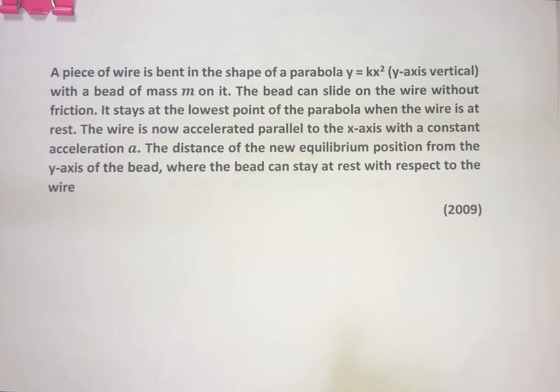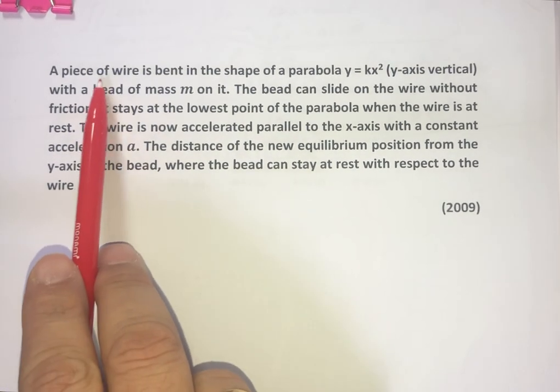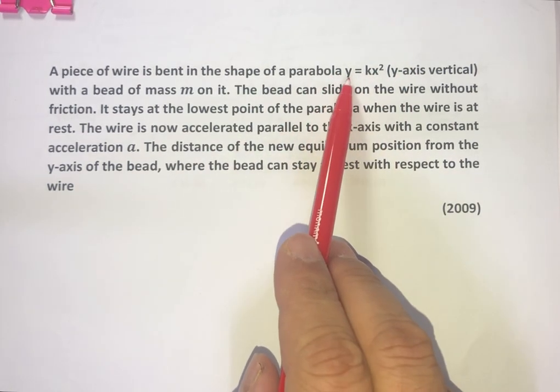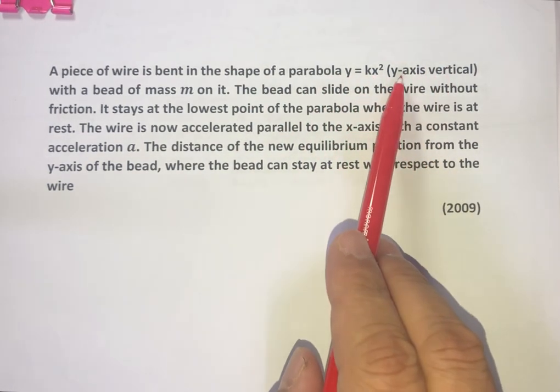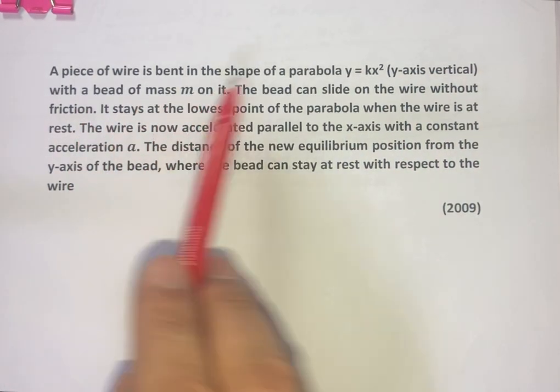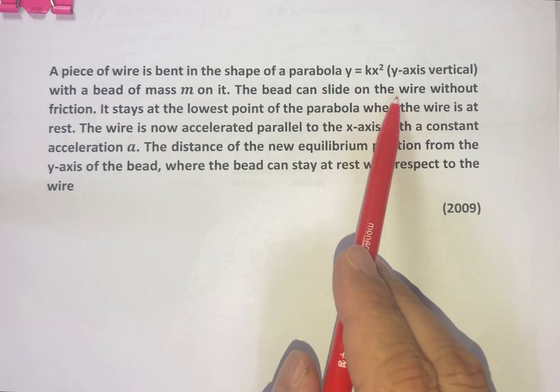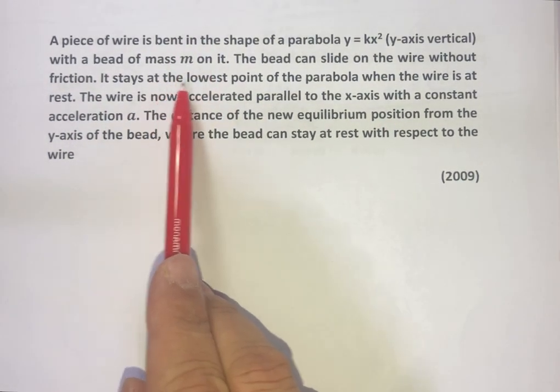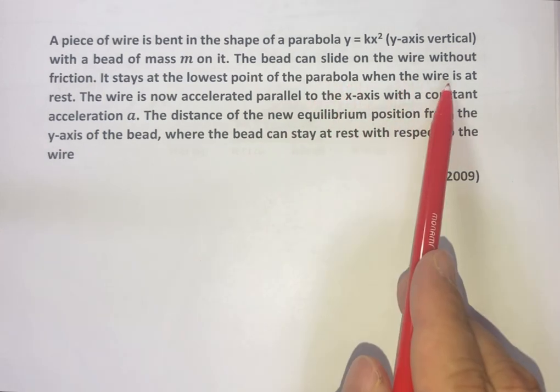Hello friends, today's question. A piece of wire is bent in the shape of a parabola. The equation is given as y is equal to kx square. The y-axis is vertical, with a bead of mass m on it. The bead can slide on the wire without friction. It stays at the lowest point of the parabola when the wire is at rest.